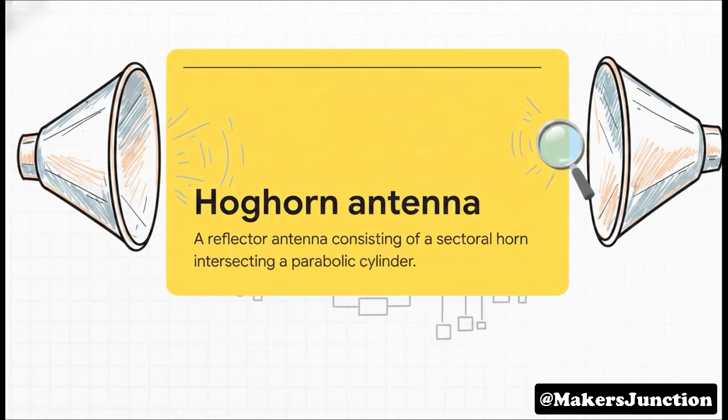Then we have the hoghorn antenna, and this one always gets me. It's defined as a reflector antenna consisting of a sectoral horn that physically intersects a parabolic cylinder. The really defining feature here is that part of one of the non-parallel sides of the horn is completely removed just to form the antenna's aperture.